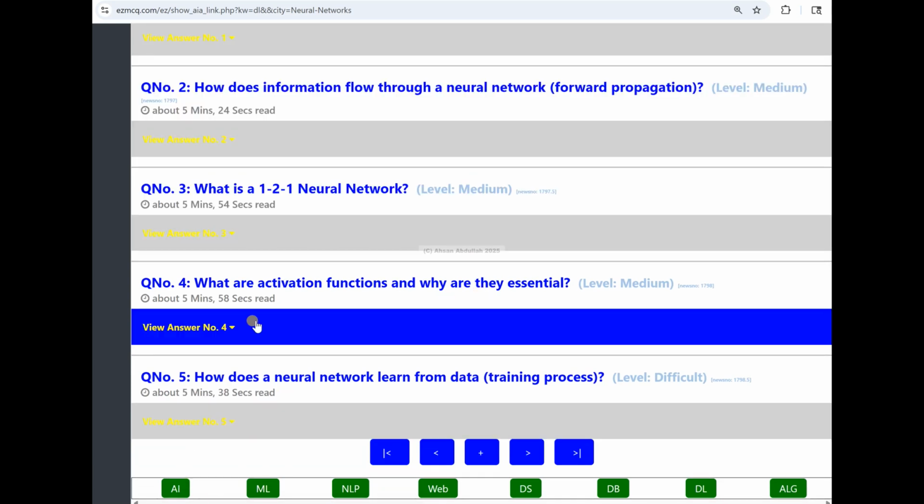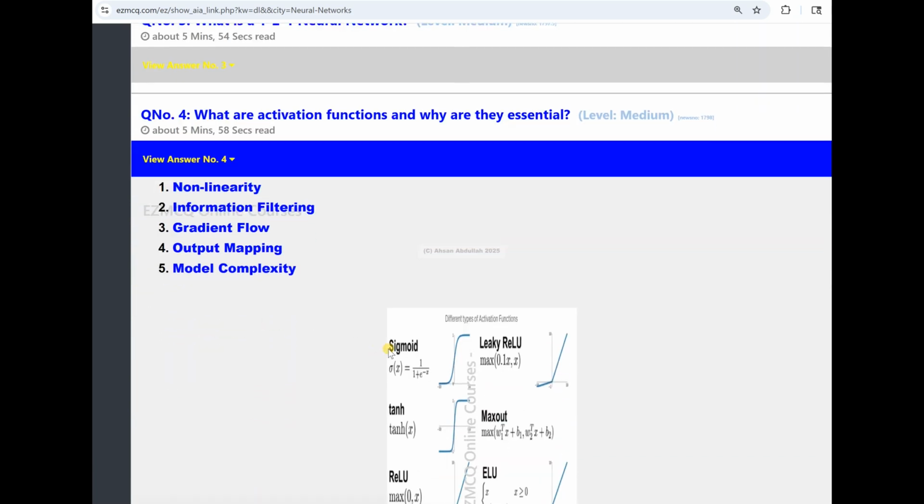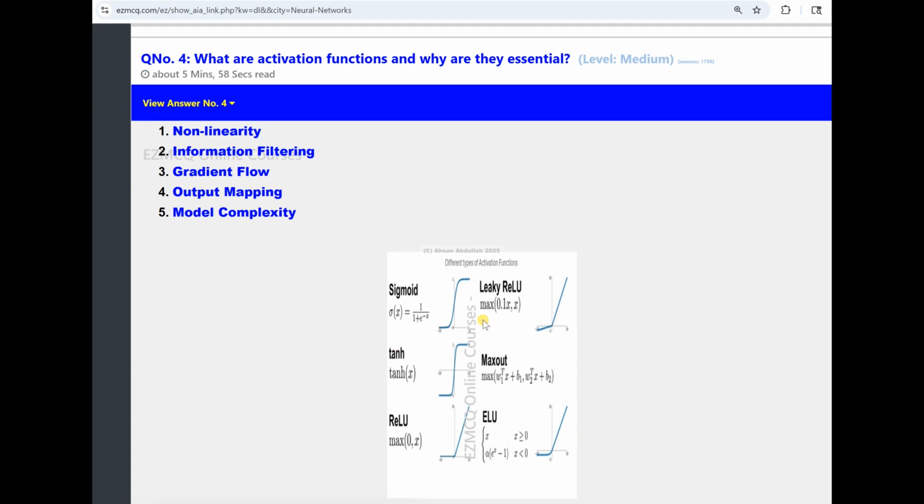So, what are activation functions and why are they essential? Let's take a look at it. This is an example of some of the activation functions, and of course, they are not the only activation functions. There are other types of activation functions also. So, what are basically activation functions? We'll cover this. Basically, these are mathematical operations.